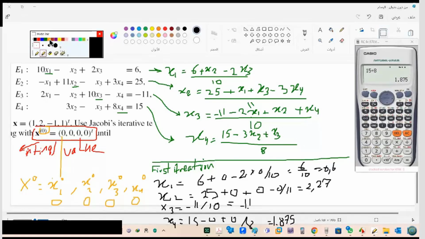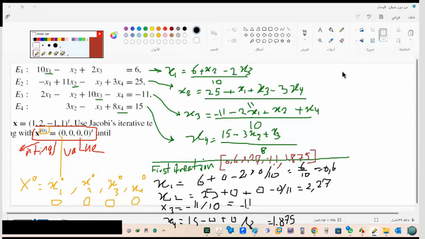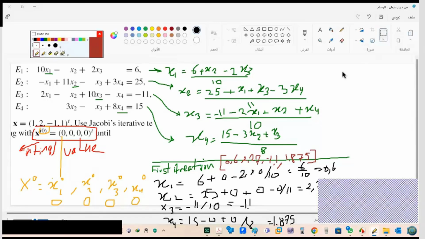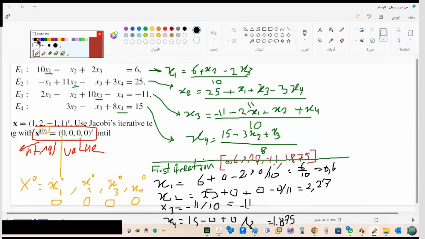Now we have the first vector for first iteration. I will write the values here. X1 now is 0.6. X2 is 2.27. X3 is minus 1.1. And the last value is 1.875. Clear? Any question for this until now? After that, I will go to the second iteration. In exam, I need just two iterations. So second iteration.